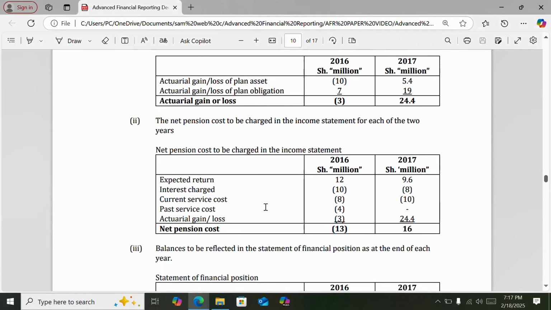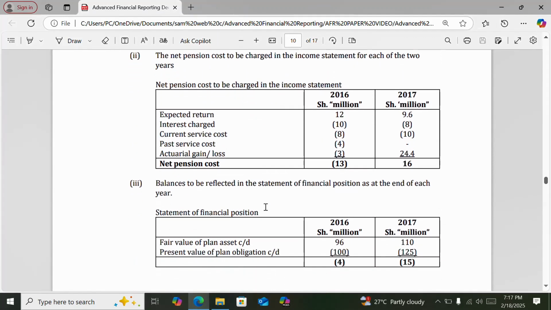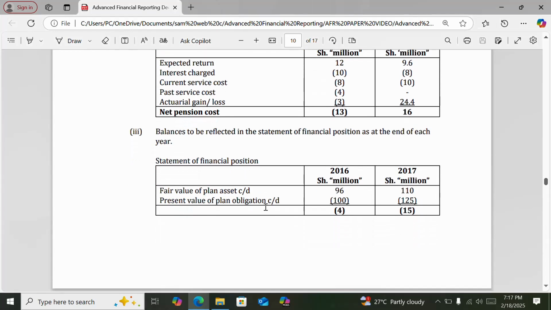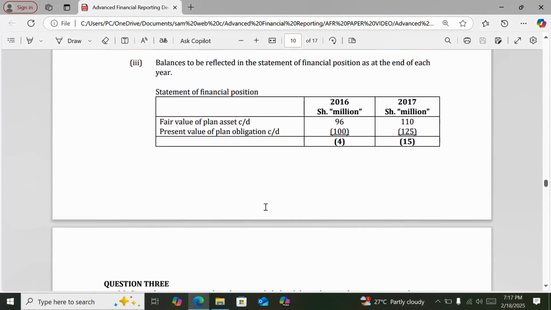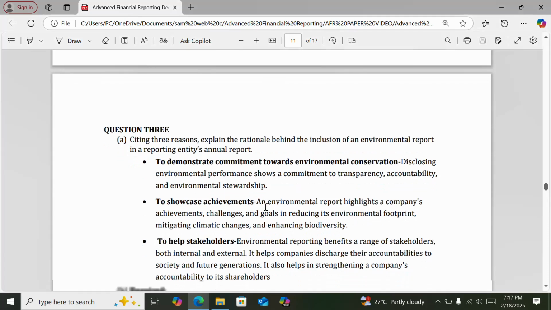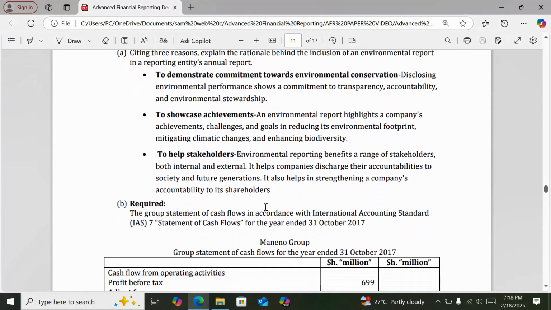Then you go through Roman 2, the net pension cost to be charged in the income statement. That is how you compute it. Then Roman 3, balances to be reflected in the statement of financial position as at the end of each year. That is how you compute them. Then question 3, rationale behind inclusion of environmental report. Those are the answers suggested.